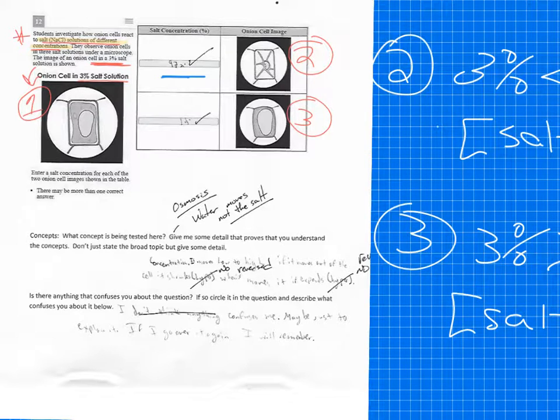Just remember, hyper, someone who's hyper. Mendoza's hyper. What is he? He's moving around too much. He's yelling too much. He's doing too much. Right? That's hyper. Hypo is calm. Under. When you have to think of an image, put an image in your brain. Hyper is someone running around, jumping around. That means too much. So hyper is a higher concentration outside than inside. And hypotonic is a lower concentration outside than inside, of salt.